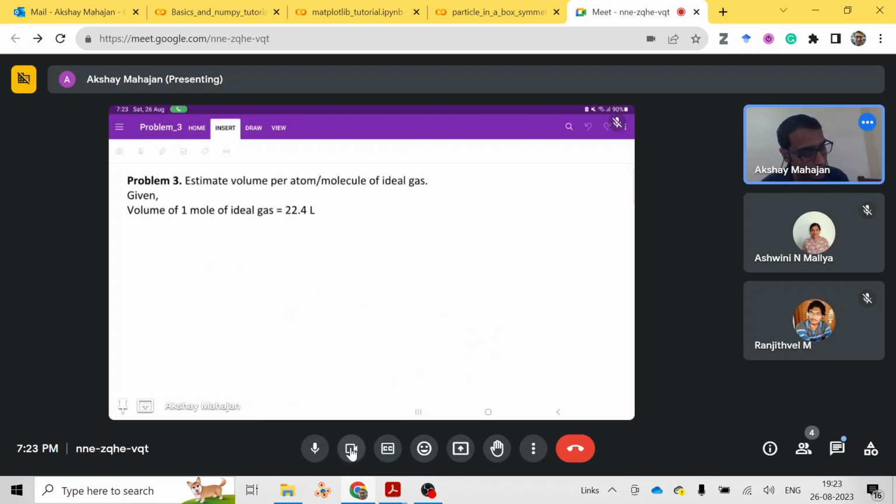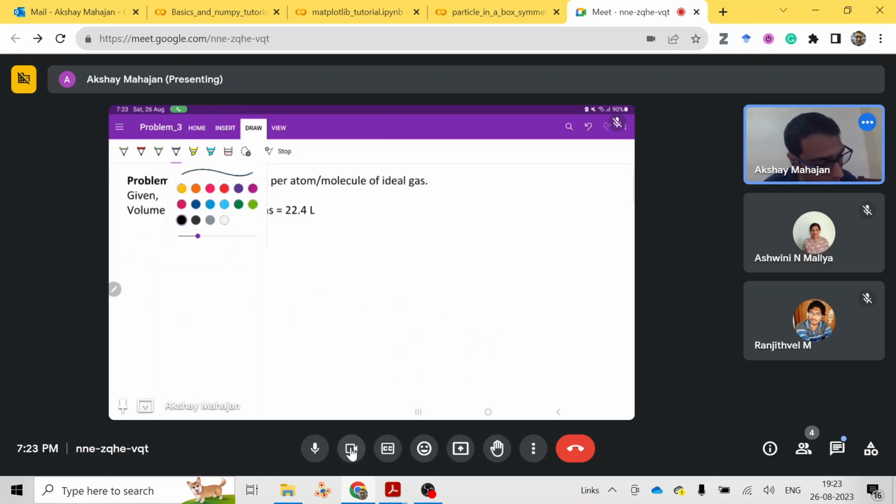Now we have to estimate the volume per atom or molecule for the ideal gas. For ideal gas we know that they will not interact, so we don't consider any valence electron or anything. In this question we just have to estimate the volume per atom or per molecule. Earlier we found the volume per electron.